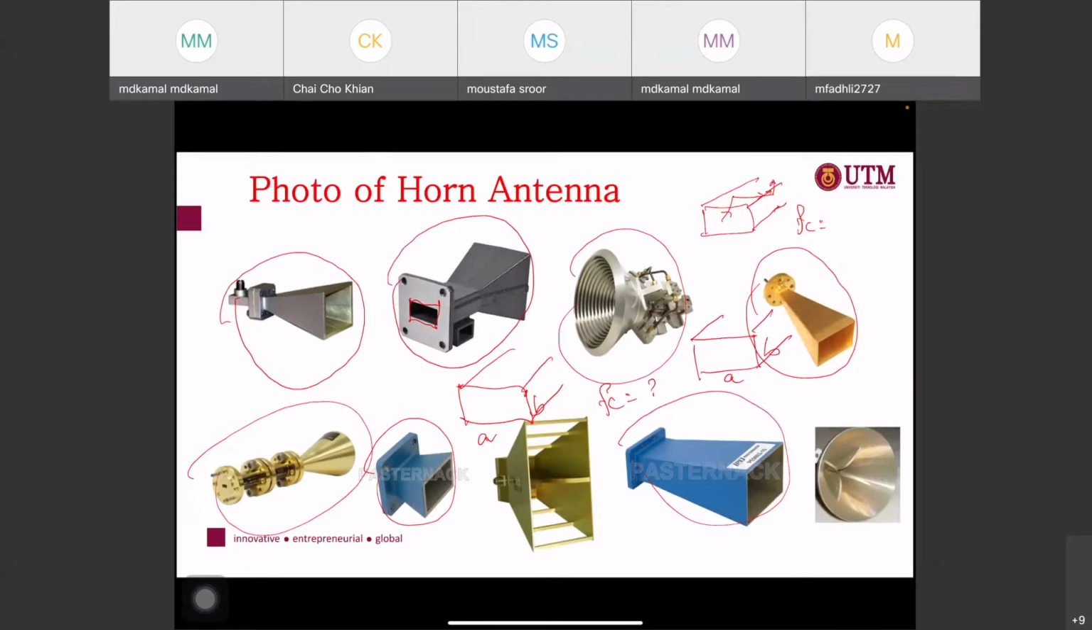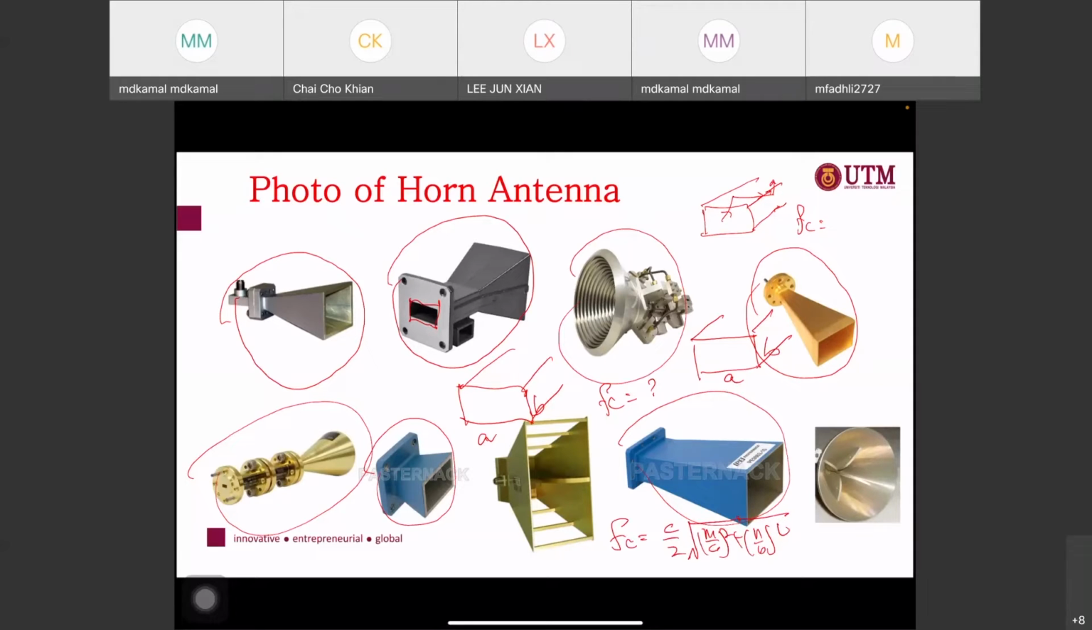Very simple. If you want to determine the cutoff frequency, the frequency that can propagate inside the waveguide, we can use a general equation for the waveguide. FC is equal to C over 2 times the square root of (M over A) squared plus (N over B) squared. So this is a general equation for the cutoff frequency of the waveguide.